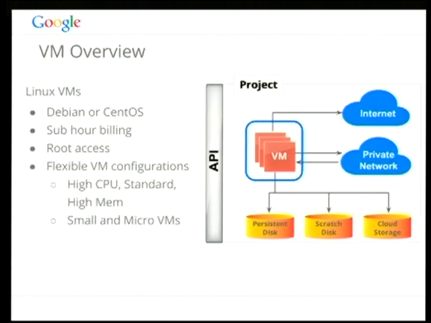So let's go a little bit deeper into each one of those sections. So virtual machines, we have Linux virtual machines. So we obviously have Debian, that's why we're here. We have Squeeze and Wheezy. And we also support CentOS, but we're not here to talk about CentOS. So we have many virtual machine hardware configurations, basically combinations of memory, CPU, and disk. So you can build pretty much whatever you want to in terms of the hardware configuration.